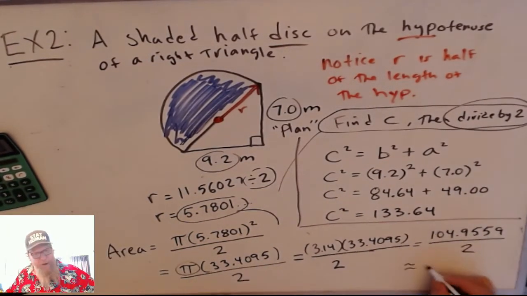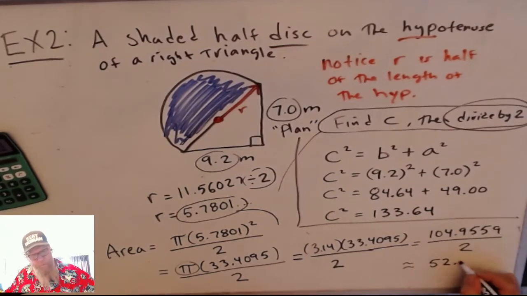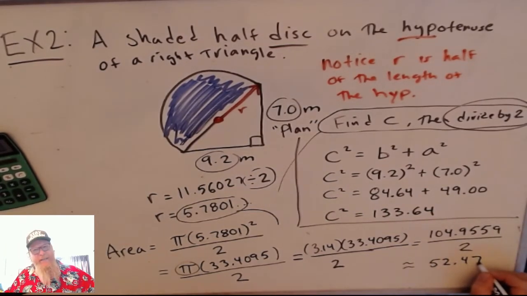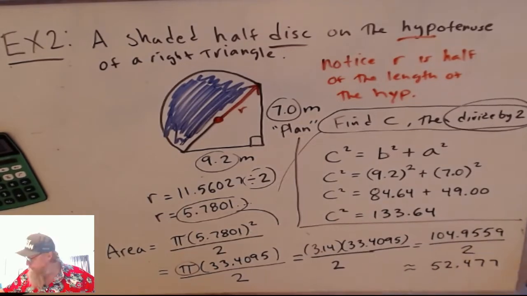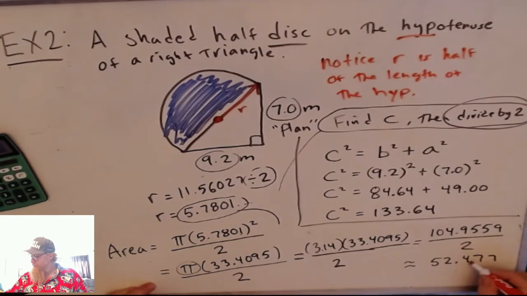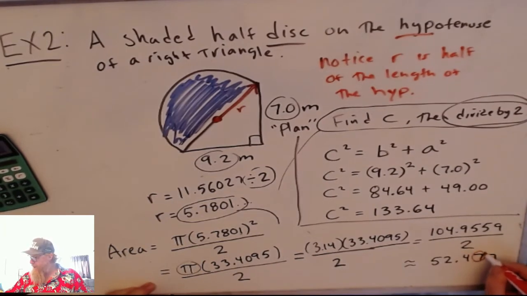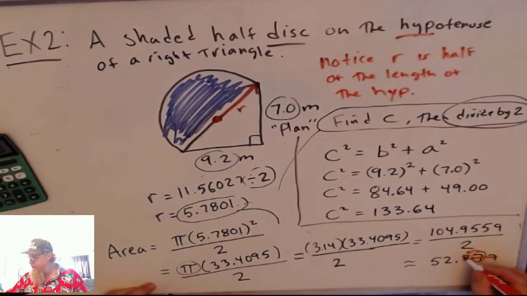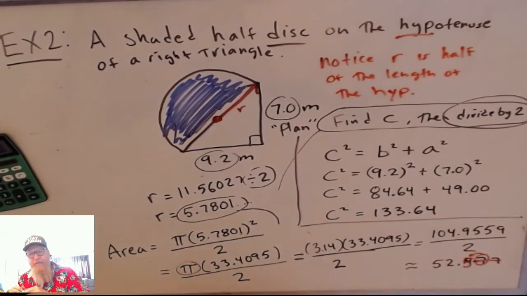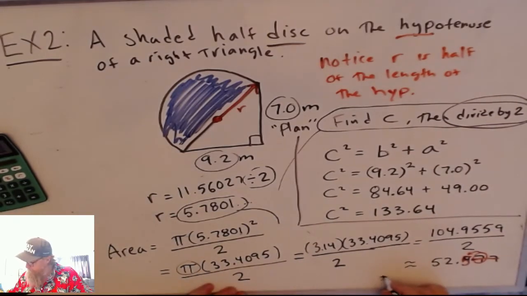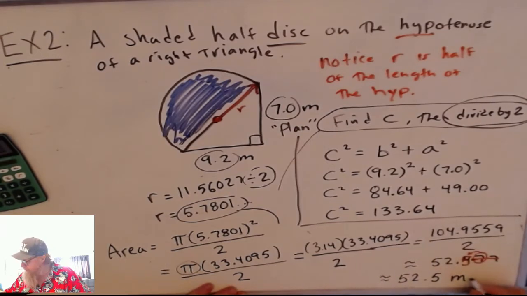And so I get approximately 52.47, blah, blah, blah. But now I'm going to do my rounding. So rounding to the nearest tenth, we're going to look at the 100th place. That number is larger than 5, so we're going to cross it out and change the 4 into a 5. So we've got 52.5 square meters, or m squared.